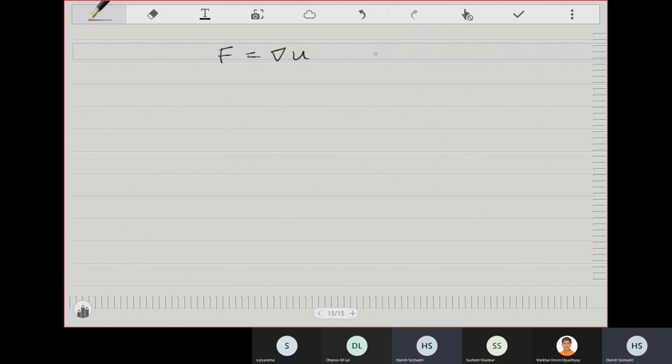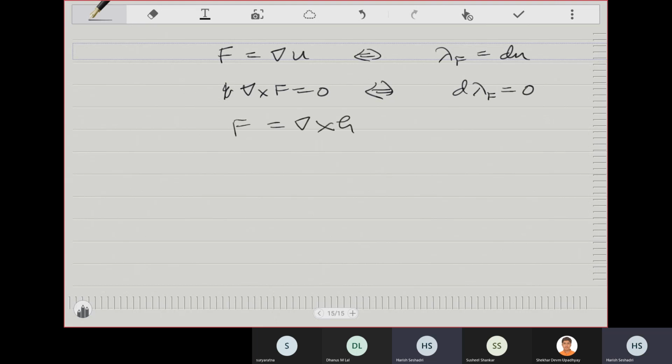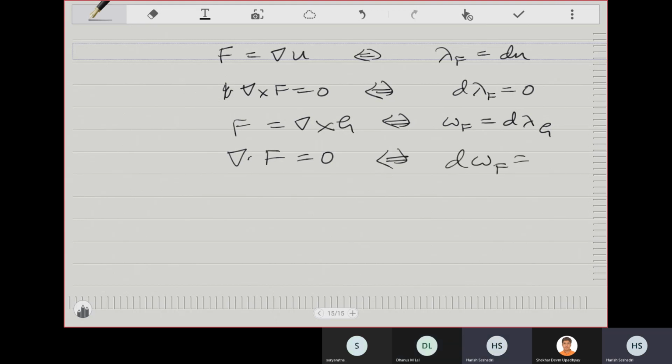Remember, the gradient f equals this if and only if lambda f equals du. That's one thing. Then lambda cross f equals 0 if and only if d lambda f equals 0. And f equals nabla cross g if and only if omega f equals d lambda g. And nabla dot f equals 0 if and only if d omega f equals 0.